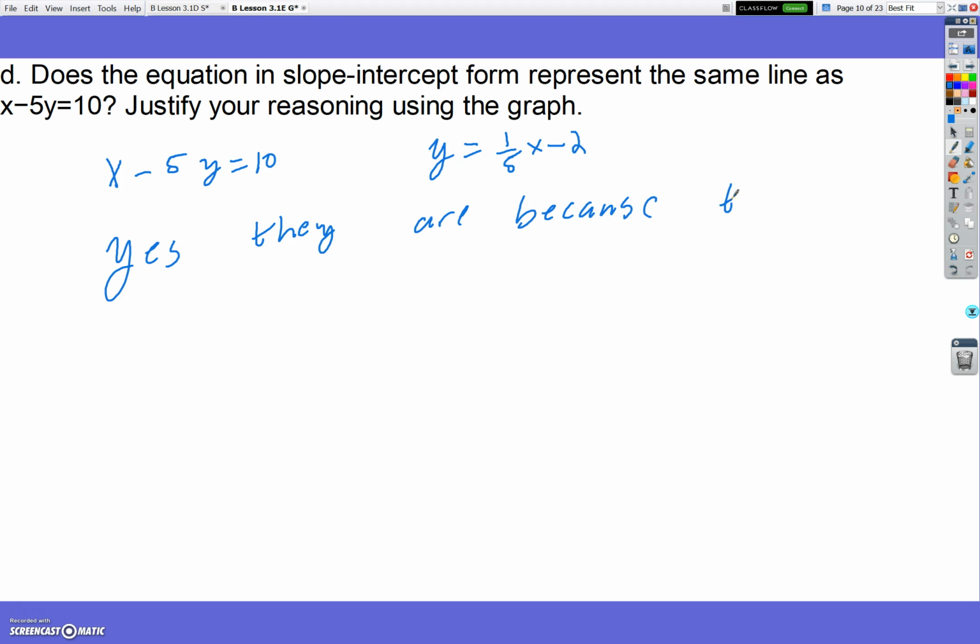Because they have the same slope and y-intercept. So even though they look different, one is written in standard form, one in slope-intercept form, they will create the same graph, the same line on a graph. Remember, standard form helps us find two and only 2 points, the x and the y-intercept, while slope-intercept form gives us the y-intercept and a slope.